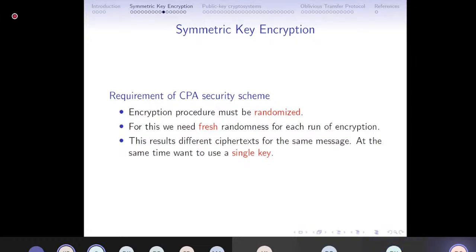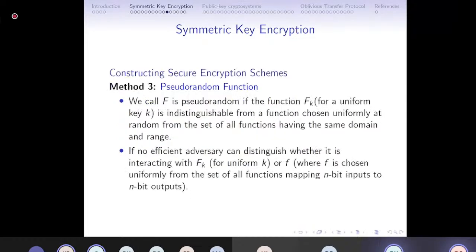The result of different, and our aim is to use the same key. So the question is, how do we construct a CPA secure, or chosen plaintext attack secure, encryption scheme? For that we need to use a pseudo random function.